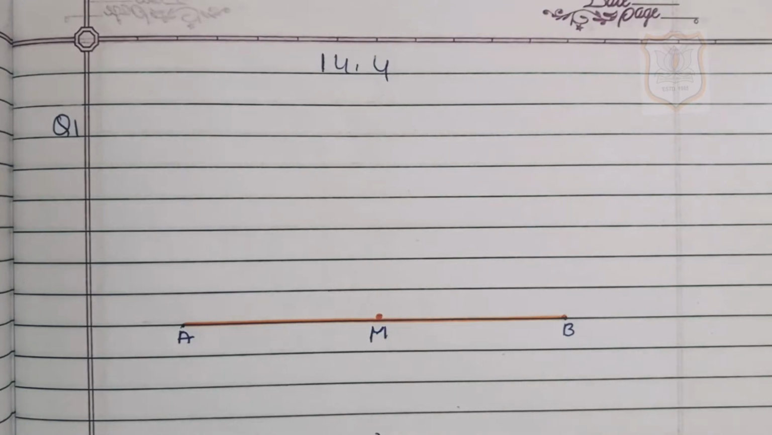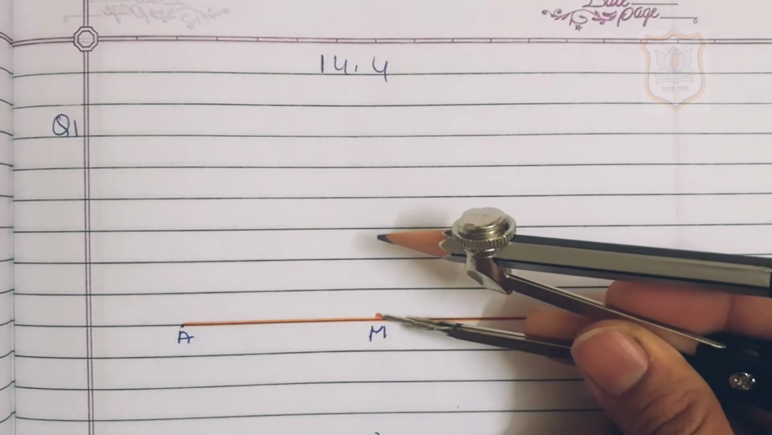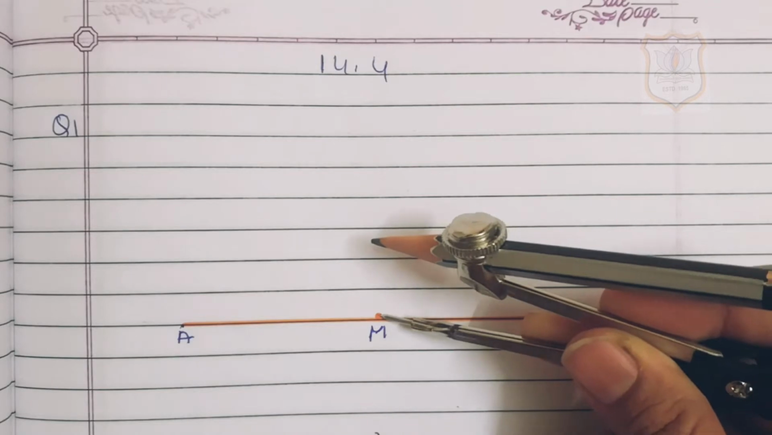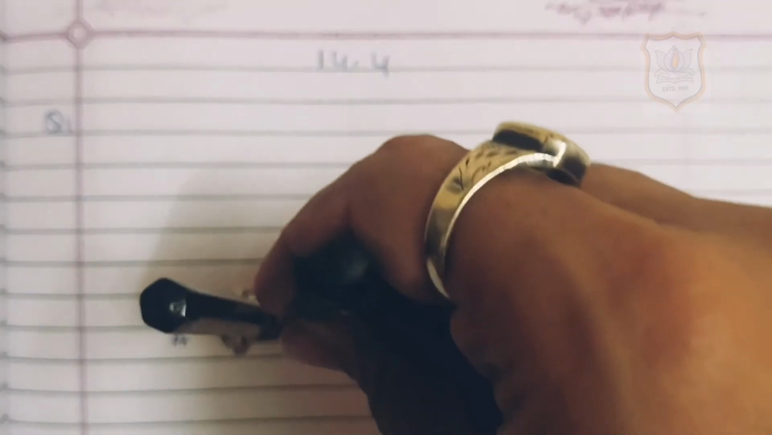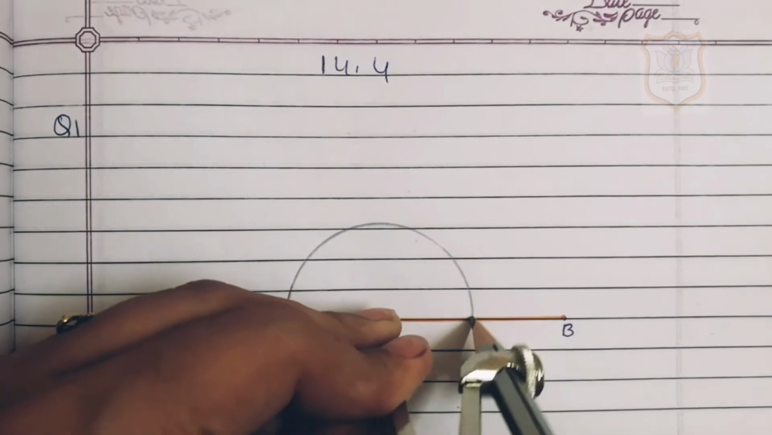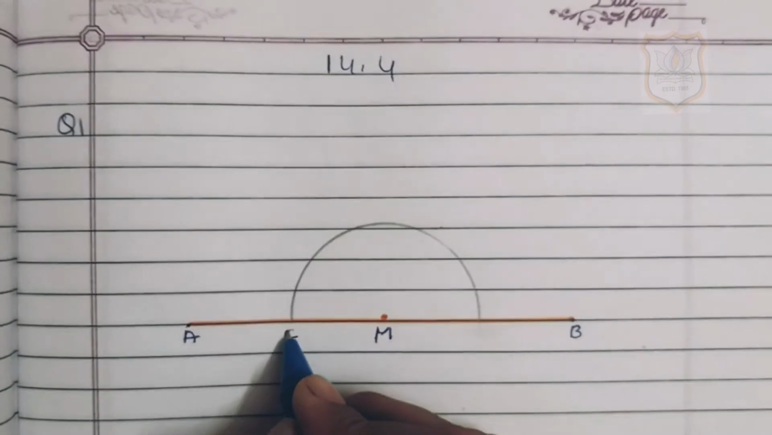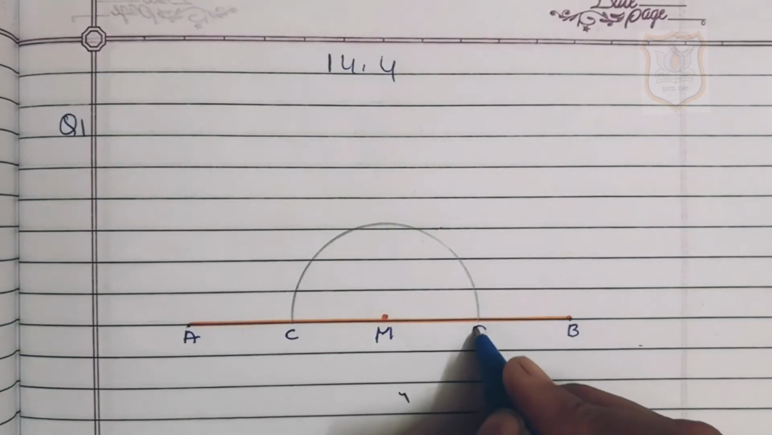Now, taking M as a center and a convenient radius, construct an arc intersecting the line segment at points C and D. Here we have to take any radius, and with that radius we have to construct an arc intersecting the line segment at points C and D. In this way we have to draw an arc and we will name the points C and D.